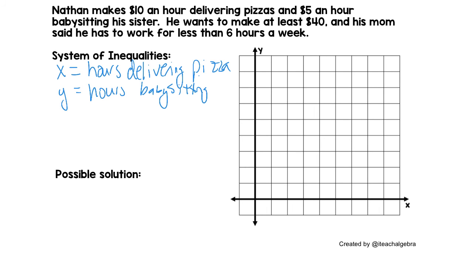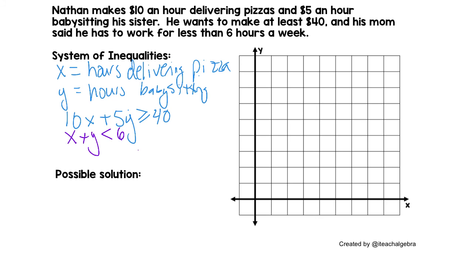So one equation will be $10 an hour delivering pizzas and $5 an hour babysitting his sister, and he has to make at least $40. So that means that has to be greater than or equal to 40. The other thing we know is that his mom said he has to work less than 6 hours a week. So that means x plus y has to be less than 6.